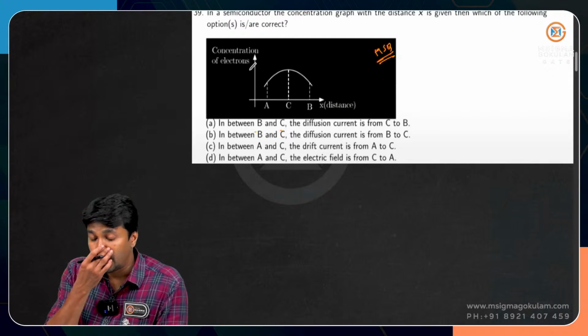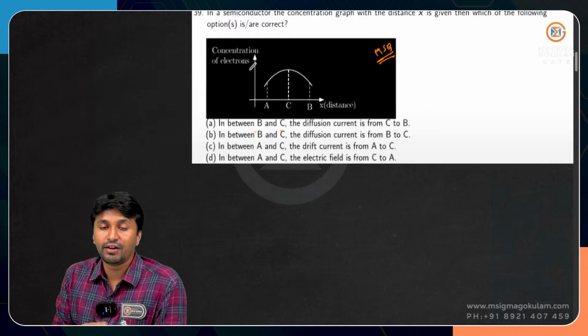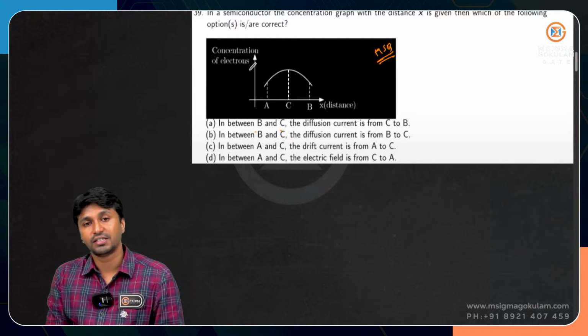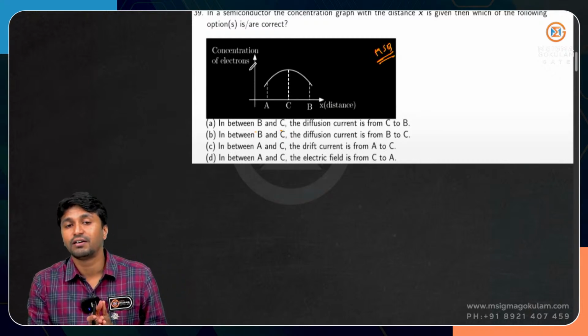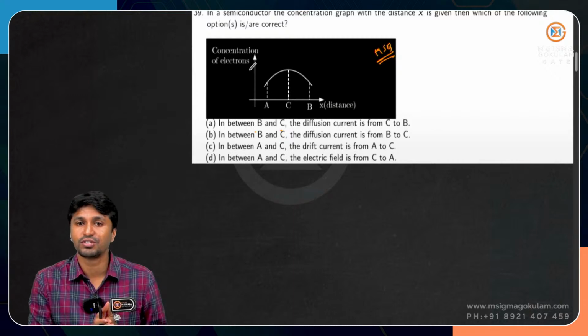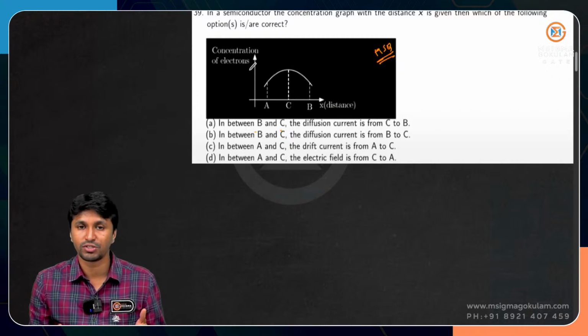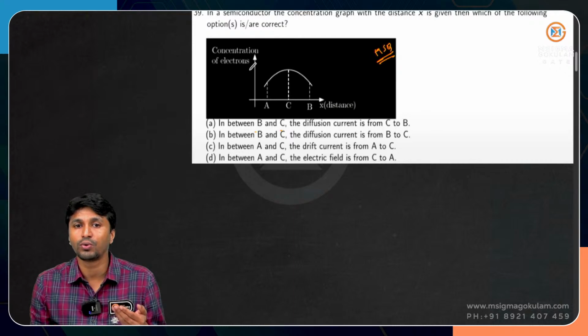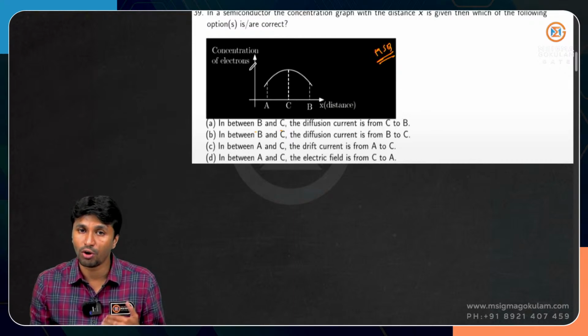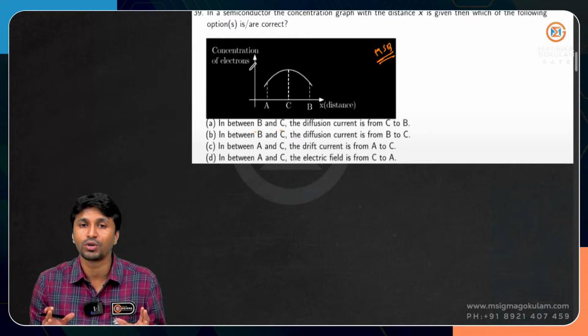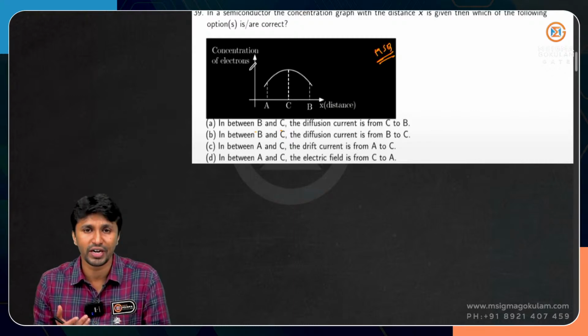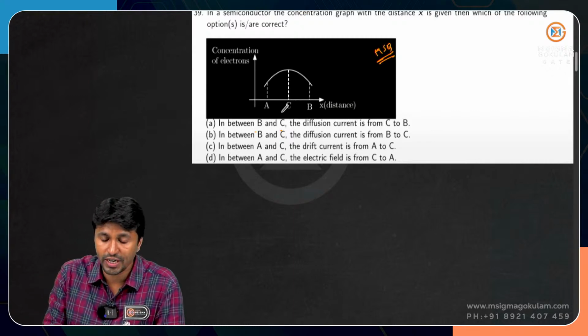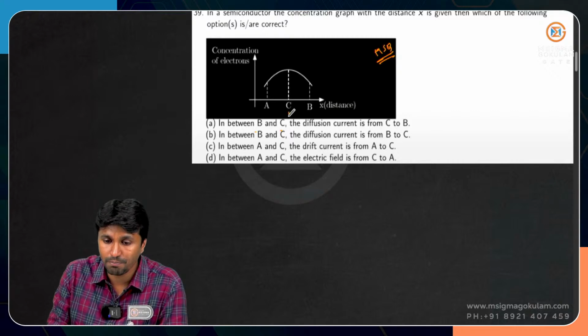We have learnt in non-degenerate semiconductors that if the doping is non-uniform, there will be diffusion, right? In order to cancel this out, there will be a drift current which flows in the opposite direction, making the total current equal to 0. We already have learned this, right? So look at this one. You can clearly see that at position C.